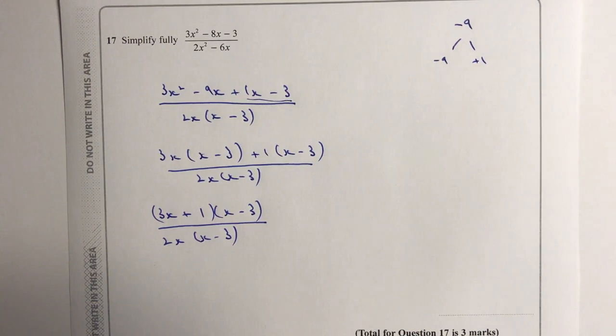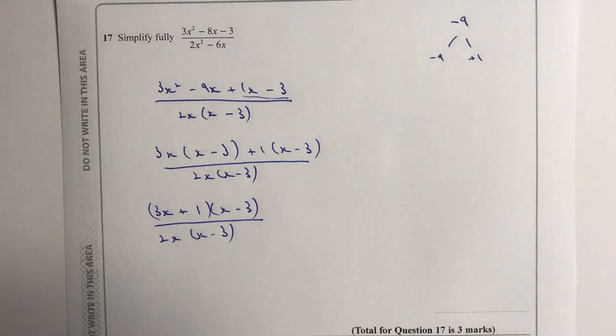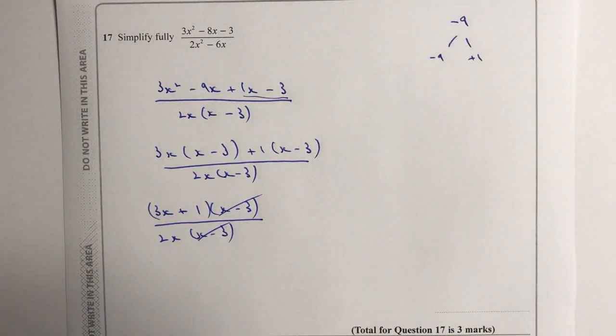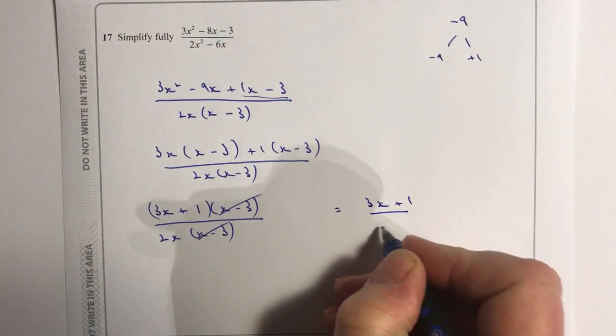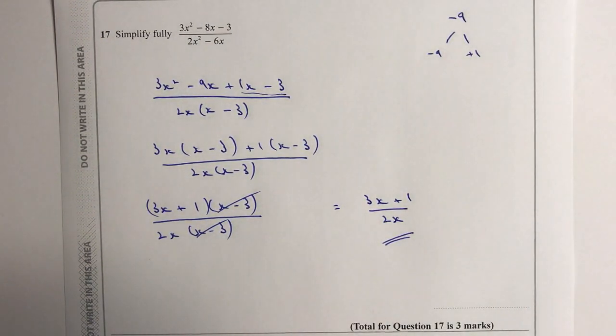I'm very aware that there are different ways that people might factorise this top bit, but that works for me. So please do have a look at the playlist if you're not sure, or have a go at your own way of doing this and see if you get the same answer. What I can do now is divide top and bottom through by x minus 3, and my simplified solution is going to be 3x plus 1 on the top and 2x on the bottom, and that will be the answer to this particular question. Okay, hopefully that's all right for you. Please do have a look at the playlist as I've mentioned before if you're not sure.